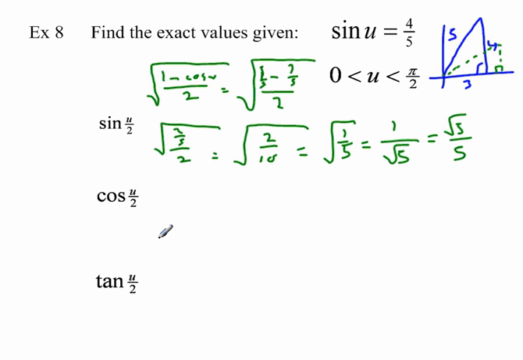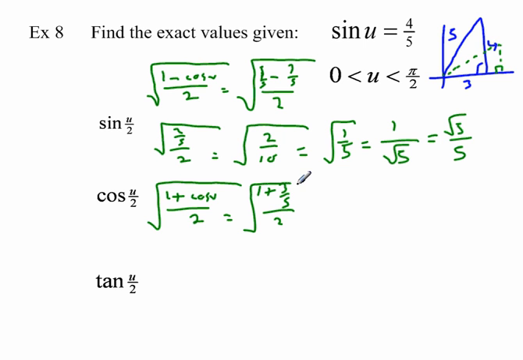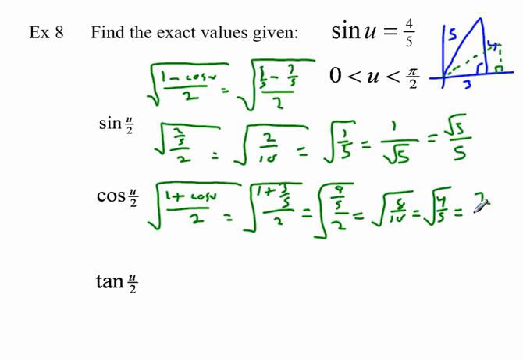Now, cosine. Instead of drawing those right triangles, the previous one it worked well because we had a 3, 4, 5 right triangle. In this case, I'm going to use the formula. The formula says this is going to be plus or minus the square root of (1 plus the cosine of u) over 2, which is like (1 plus 3/5) over 2, which, thinking of this as 5 over 5, is going to give me (8/5) over 2, which is like the square root of 8/10, or the square root of 4/5, which equals 2 over the square root of 5, or 2 root 5 over 5.